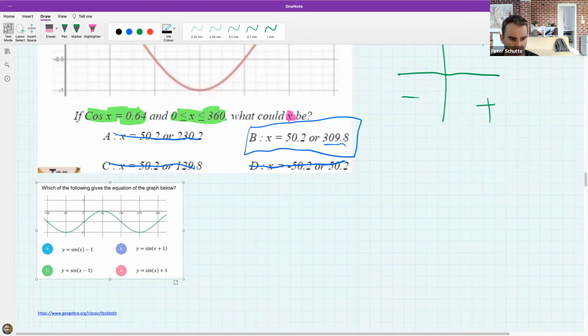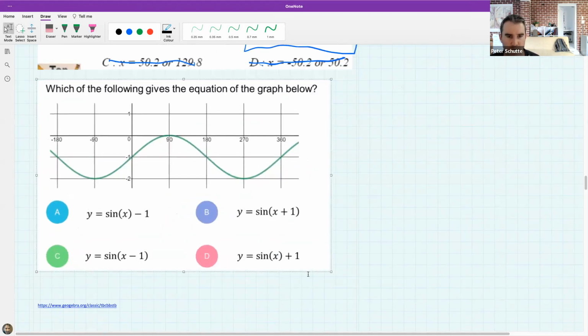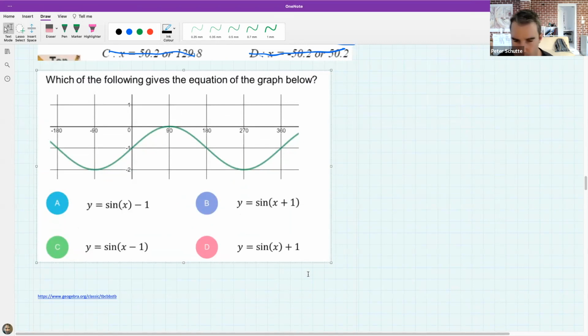Okay, let's do another one. Here we've got some shifts going on. So the basic sine graph is shifted. You've got to tell me what type of shift it is.